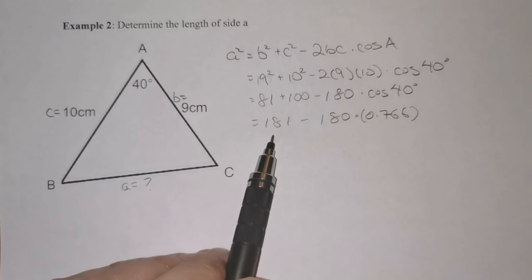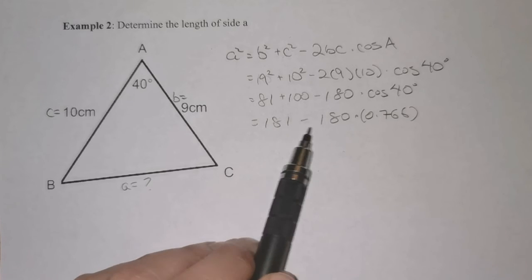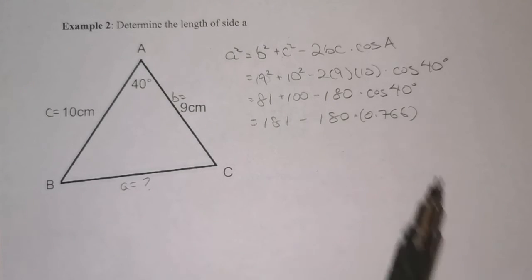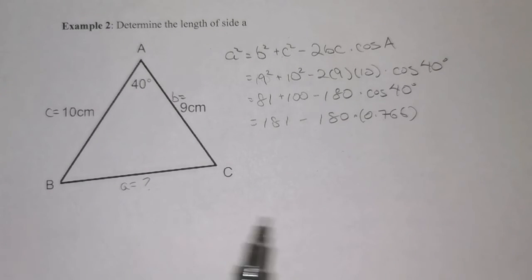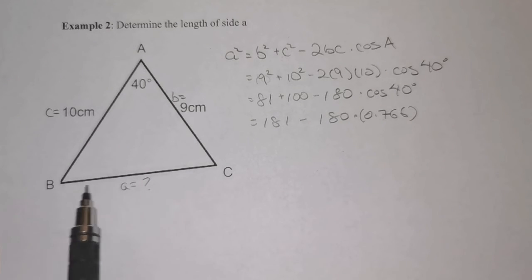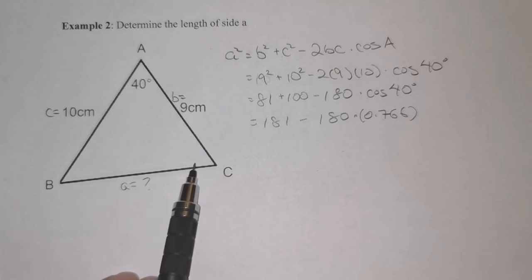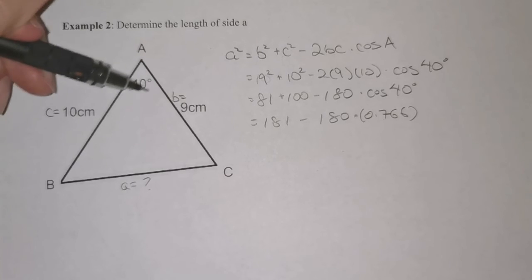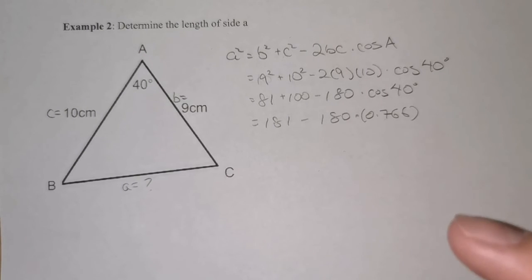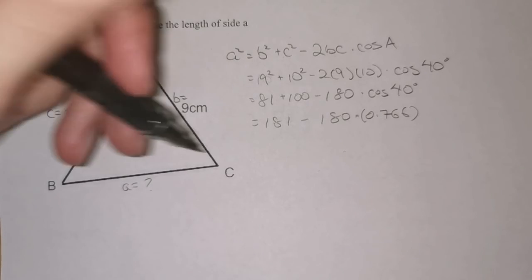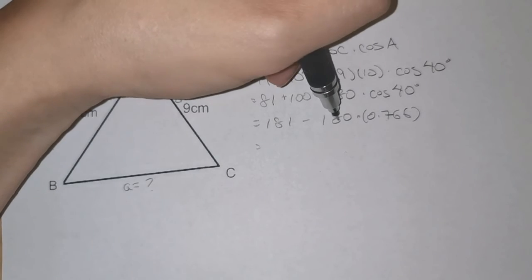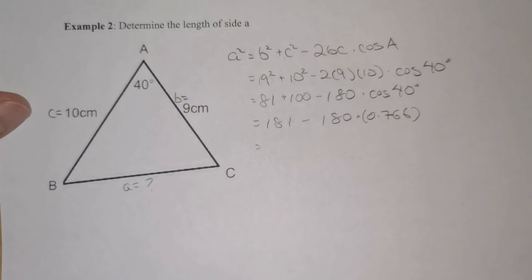So a lot of times people will go 181 minus 180, that's equal to 1, and then times it by this, and then you'll get your side is 0.766. And that doesn't quite look like it would be 0.766 centimeters, considering that this is 10, 9, and then you got 40 degrees in between. 0.766 would be super tiny, and that wouldn't match a 40-degree angle. So that's why you've got to follow your BEDMAS, do your multiplication before you do that subtraction.